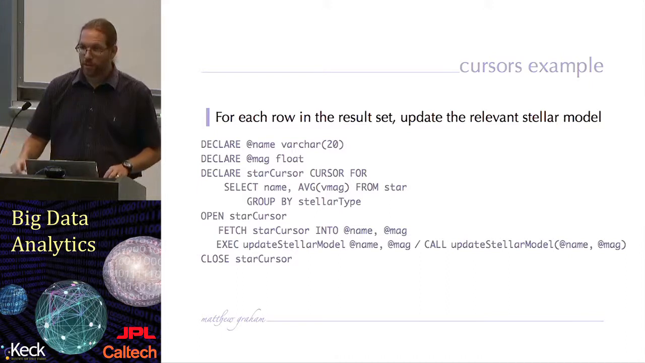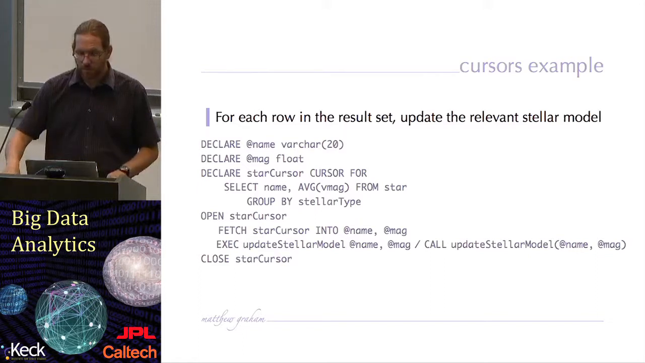on my particular operations. So in this particular way, I'm going to be going through the different types of stellar type that I have in my star table. I'm getting their average magnitudes and the name of that type of stellar type, and I'm updating my stellar model with the values of those average V magnitudes.